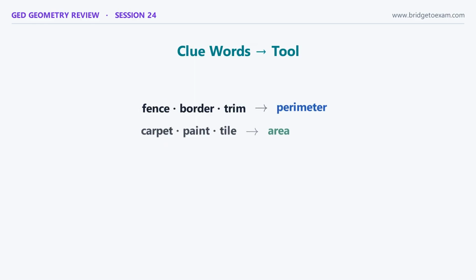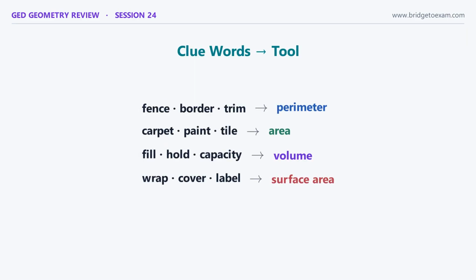Clue words do a lot of the work. Fence, border, and trim mean perimeter. Carpet, paint, and tile mean area. Fill, hold, and capacity mean volume. And wrap, label, or cover the outside means surface area.